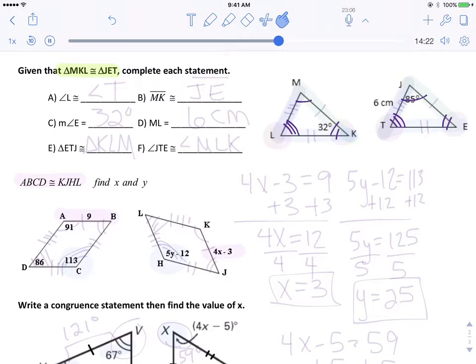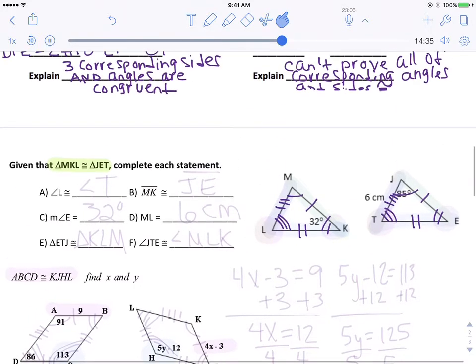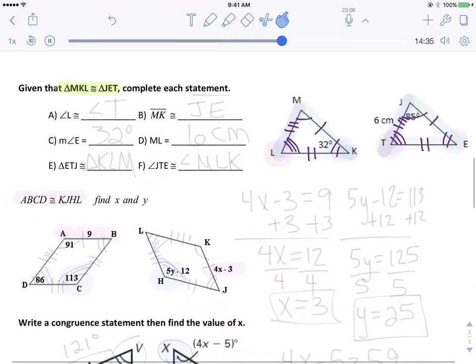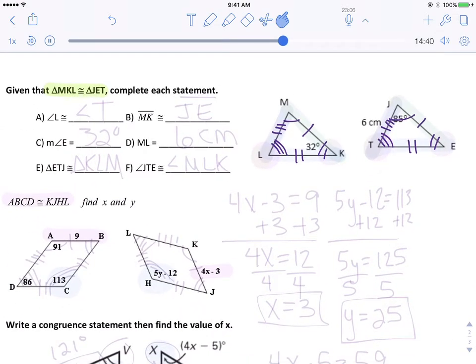Then I know that MK is congruent to JE, and KL is congruent to ET, so that leaves these last sides congruent to each other. So once I do my markings, then I want to go start answering my questions. It'll make it a lot easier if you mark the triangle first so that you can see the corresponding parts.